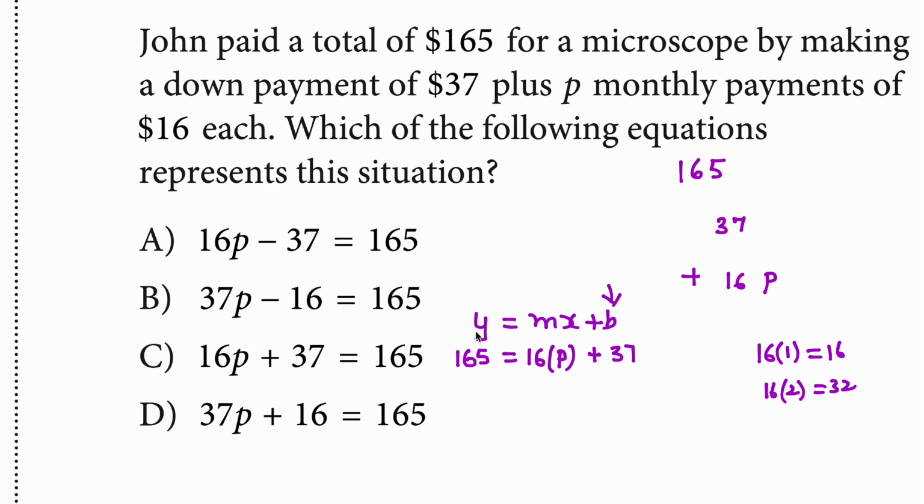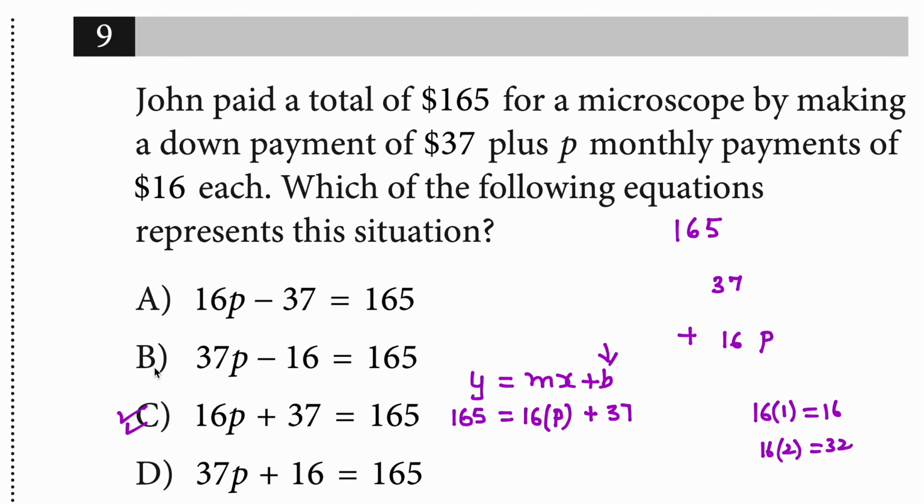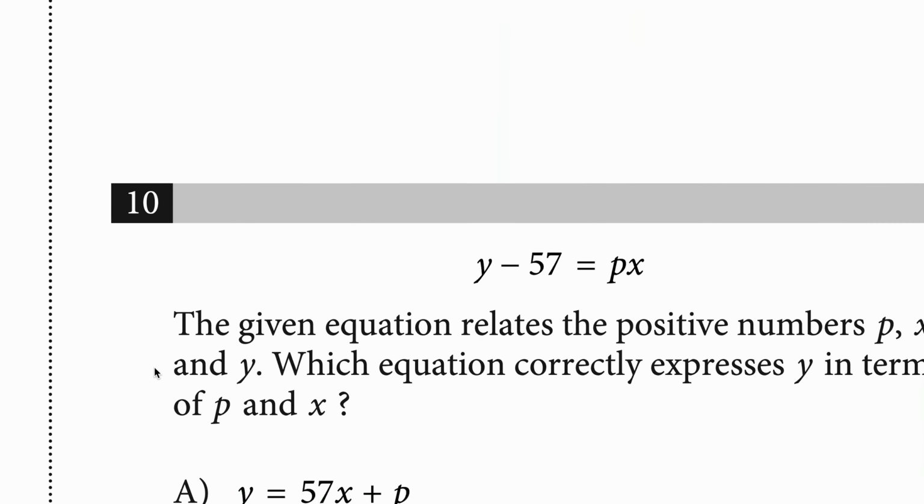We have to understand what every variable means. What do you mean by y? What is m? What is x and what is b? And we have to just place the values. Okay, let's see the values. Yes, C is the right option. So for question number 9, C is the option.